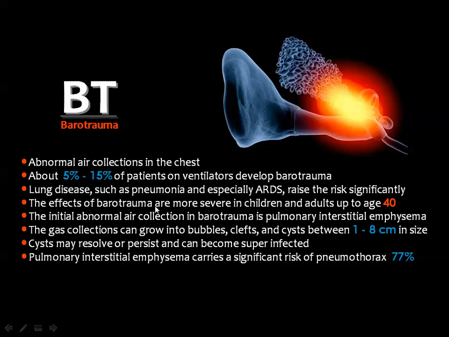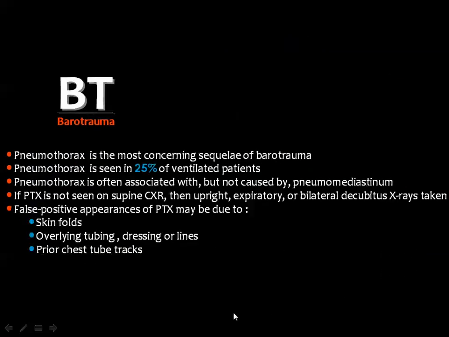The effect of barotrauma is more severe in children and young adults up to the age of 40. The initial collection of air will be within the lung, resulting in interstitial emphysema. Then gas collects in the pleural spaces and also in the mediastinum. Pulmonary interstitial edema carries a significant risk of pneumothorax in about 77% of the cases.